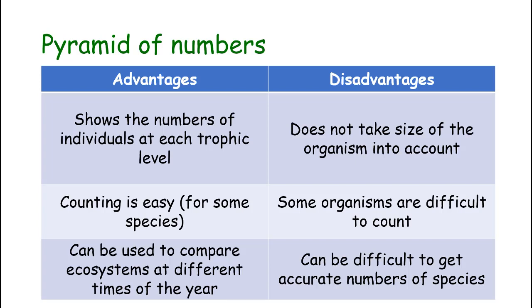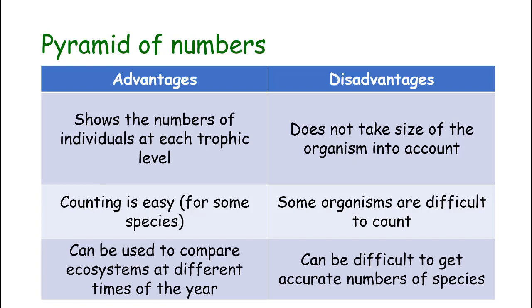Now, the final thing you need to know about a pyramid of numbers is advantages and disadvantages. So the advantages are that it shows the numbers of individuals at each trophic level. So in the one that we looked at, we could see that there was most leaves at the producer stage. Counting is usually easy. So in the example we did, it's easy to count leaves, caterpillars, blue tits and kestrels, because one individual is very obviously one individual.